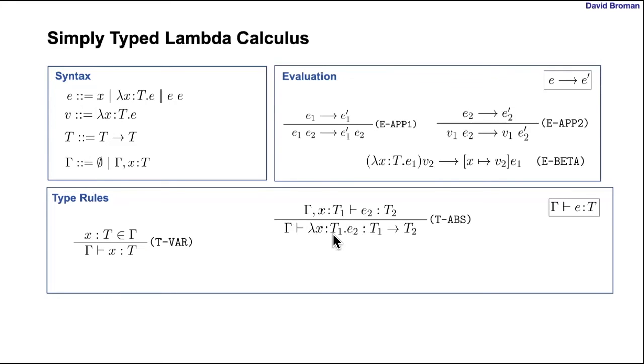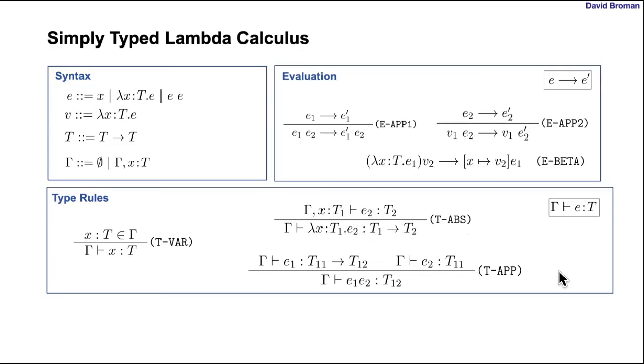Another rule is this one. If we have a lambda here with the environment gamma, now if we go inside the lambda, we extend the environment to also include x with type T1. In that case, E2 should have type T2. We get this T2 by looking at the premise. Then we know that the type of this whole lambda will be an arrow type going from T1, the type of the parameter, to T2, the type of the body. And this is the type rule for a lambda abstraction.